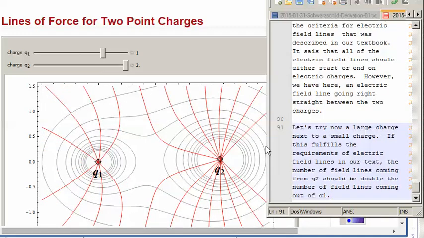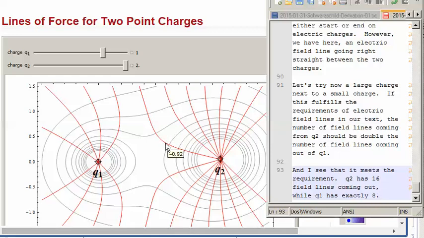Okay, now let's try a large charge sitting next to a small charge. If this fulfills the requirements of the electric field lines in our text, the number of field lines coming from Q2, having a charge of 2, should be double the number of field lines coming out of Q1, having a charge of 1. And I see that it does meet the requirement. Q2 has exactly 16 field lines coming out, while Q1 has exactly 8.